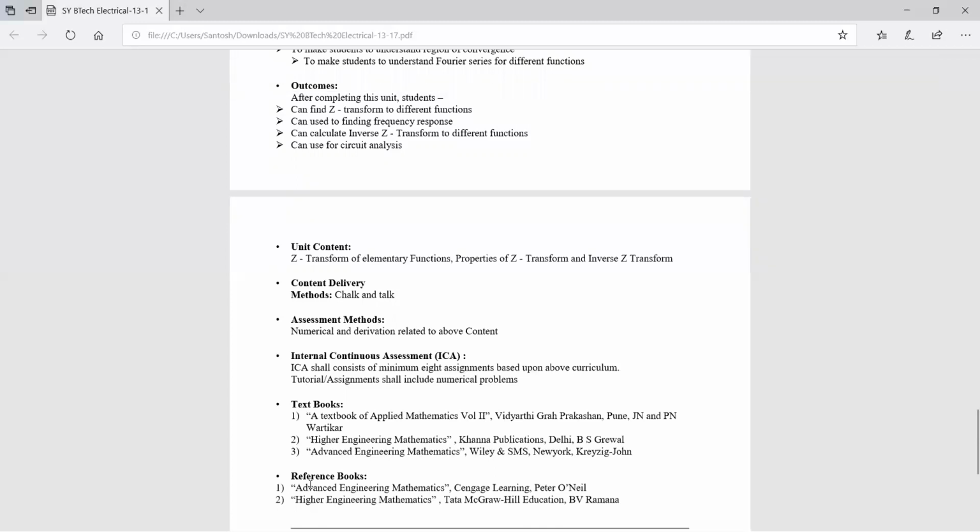See here, there are some reference books. Reference book number 1, Advanced Engineering Mathematics, Cengage Learning, by Peter O'Neil, and reference book number 2, Higher Engineering Mathematics, Tata McGraw-Hill Education, by B.V. Ramana. We can use these books. According to me, you can use A Textbook of Applied Mathematics, Volume 2, Vidyarthi Gruh Prakashan, Pune, by JN and PN Vartikar. This is a good book.